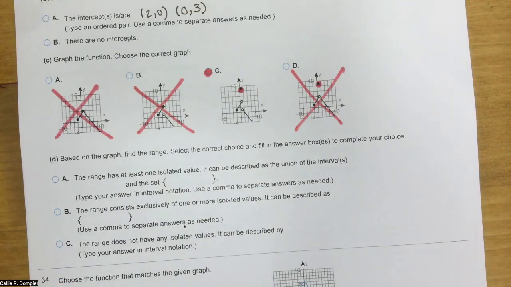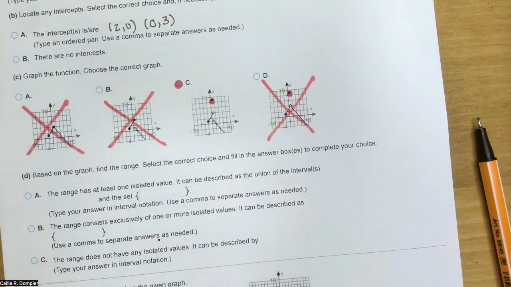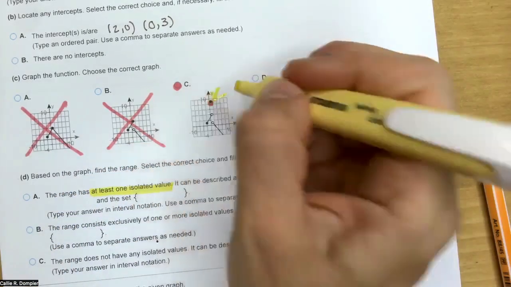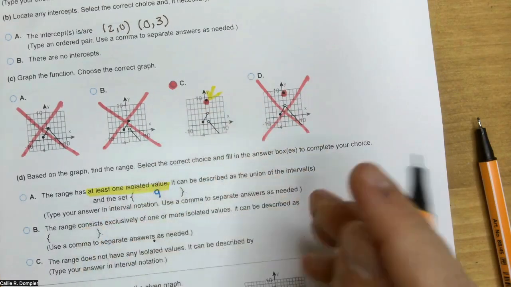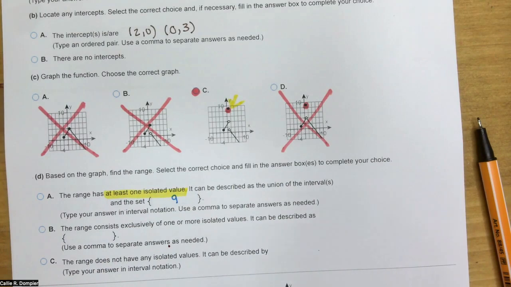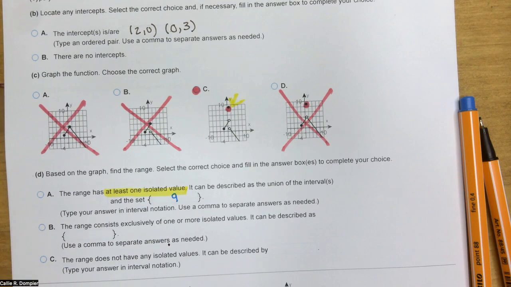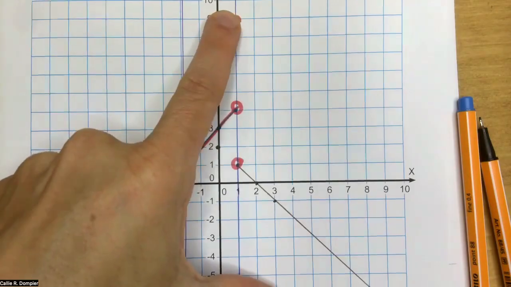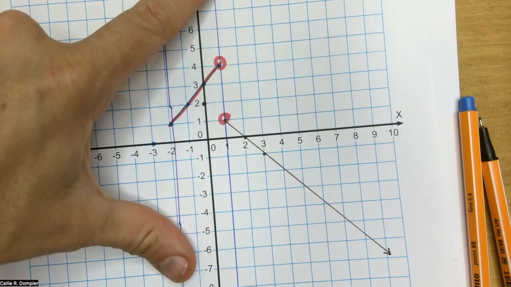So this was the hard part, the confusing part, I think, the most confusing part. And if we look at this range, the range has at least one isolated value. At least one isolated value is that 9, okay? So that isolated value is the number 9, and we're going to call it a set, okay? And there's also an interval. So it jumps up here, and then not counting that one, what is the range?